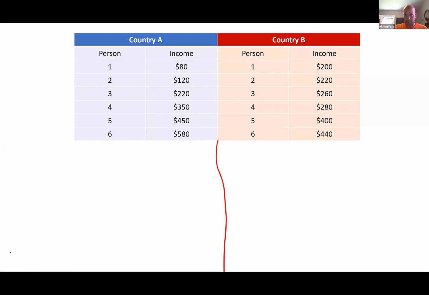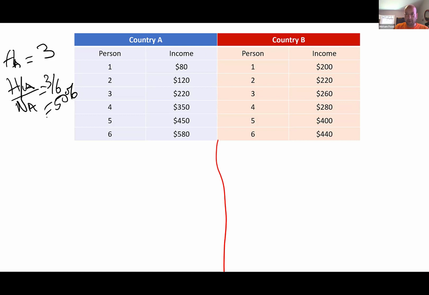First, let's compute the headcount ratio in country A. We know that the headcount in country A is going to be 3: 1, 2, 3 people have incomes below the poverty line of 300. We're always going to assume 300 is the poverty line in these calculations, just to make life easy. So the headcount is 3. Therefore, the headcount ratio, which is the headcount in country A divided by the population in country A, is going to be 3/6, which is 50%. So half the population in country A is in a state of poverty.